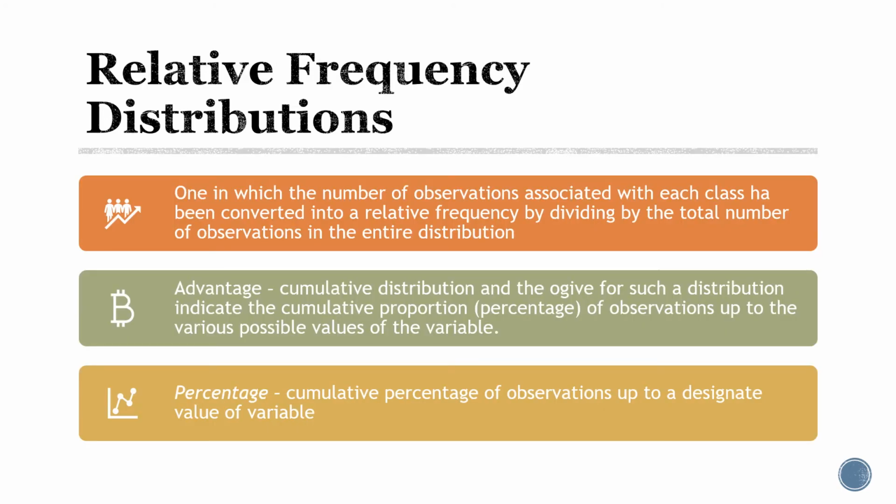Relative frequency distributions. One in which the number of observations associated with each class has been converted into a relative frequency by dividing by the total number of observations in the entire distribution. Advantage: the cumulative distribution and the ogive for such a distribution indicate the cumulative proportion, or the percentage, of observations up to the various possible values of the variable. Percentage: the cumulative percentage of observations up to a designated value of the variable.